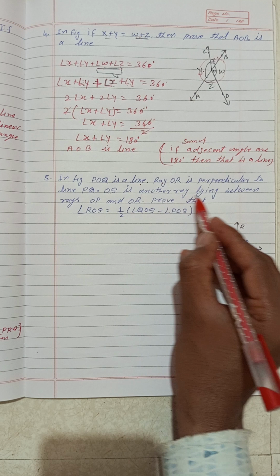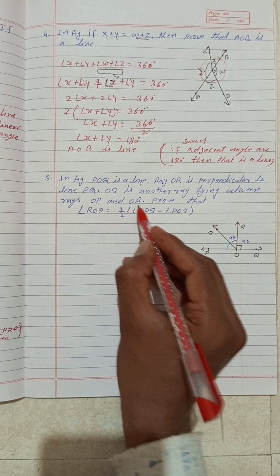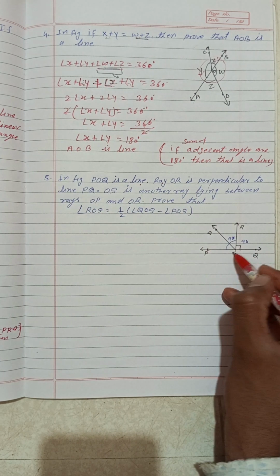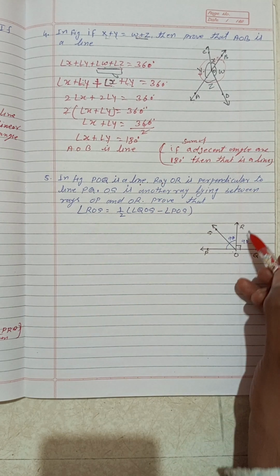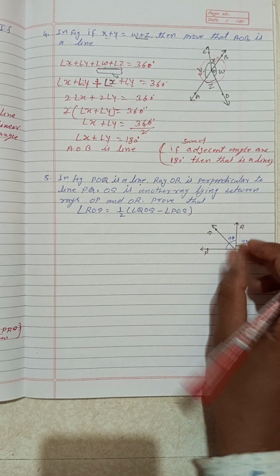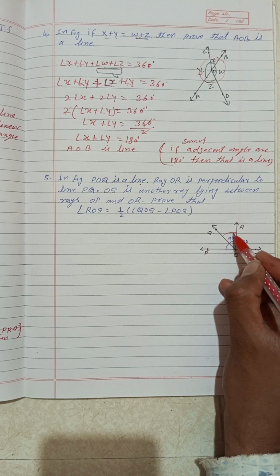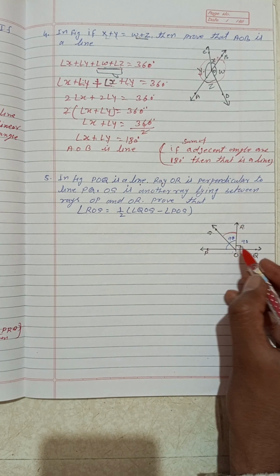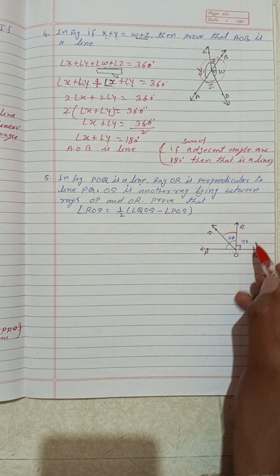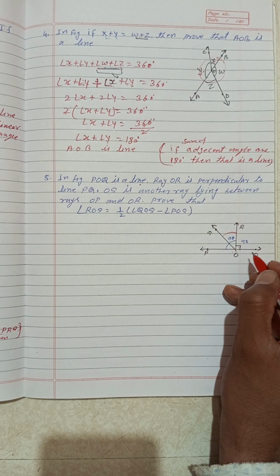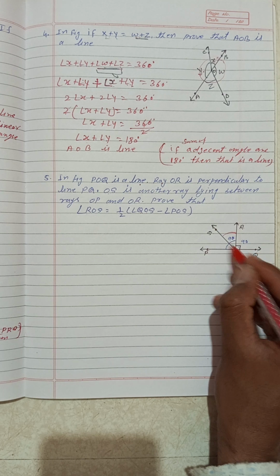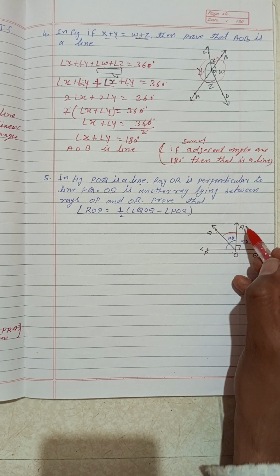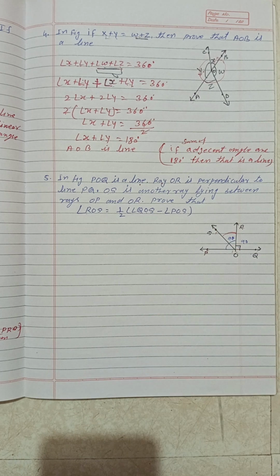OS is another ray lying between the rays OP and OR, anywhere in between. Prove that angle ROS is equal to half of the angle QOS minus angle POS. Now we are going to explore it.